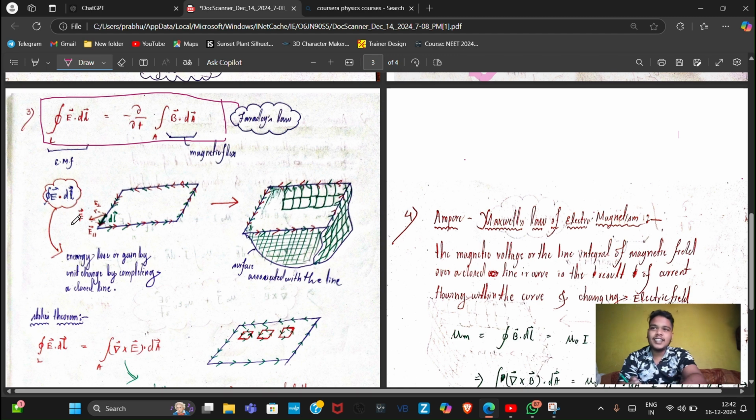So basically, adding it throughout the loop, we get how much a unit charge is losing or gaining energy by completing the loop from this point to this point. Okay, so you can basically understand that. And now one more thing we need to understand for the third equation of Maxwell, that is nothing but Stokes theorem.